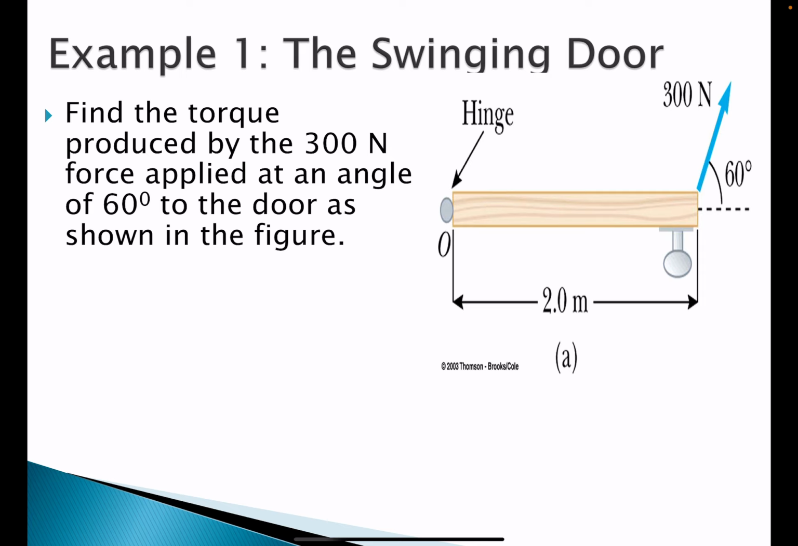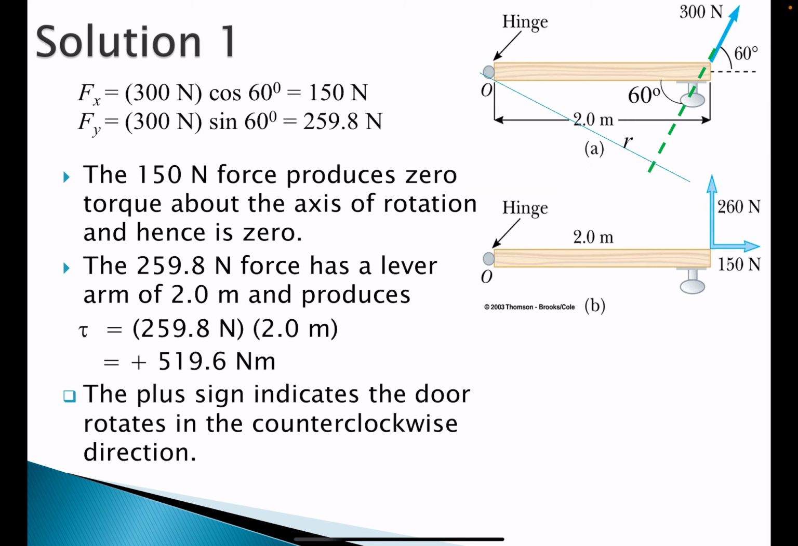Let us look at example 1, the swinging door. This is a very basic example for this topic, and they ask you to find the torque produced by a 300 Newton force applied at an angle of 60 degrees to the door as shown in the figure. So this is the force, 300 Newton. Okay, what you should do in order to solve this problem, like I said earlier, you can actually use the first condition.